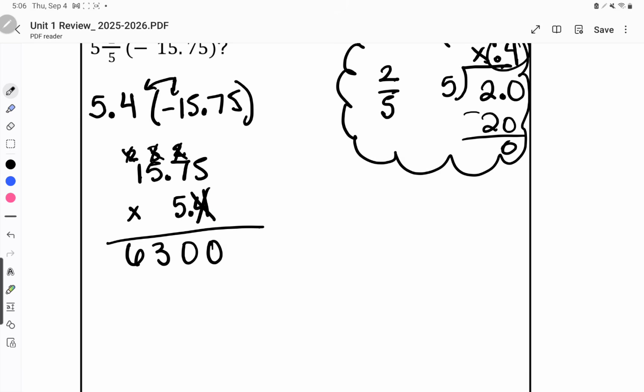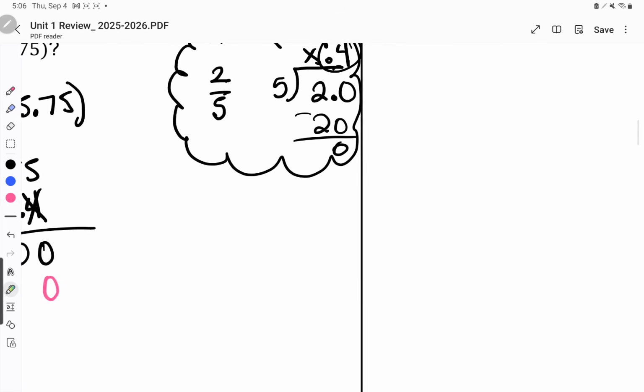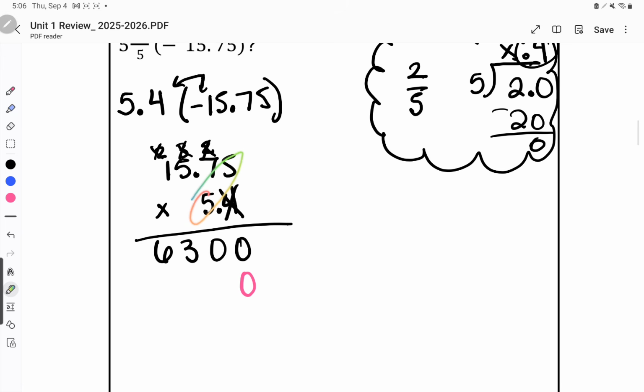So we're on our next row now. And when we get to our next row, we add a 0. Then we do 5 times 5. 5 times 5 is 25, so I write down a 5, carry my 2. Then we have 7 times 5. 7 times 5 is 35, plus the 2 that's up here at the top gives us 37. So we write down a 7, and we carry our 3.